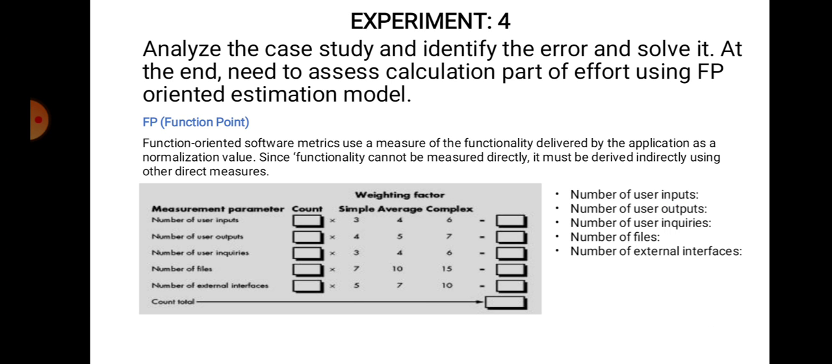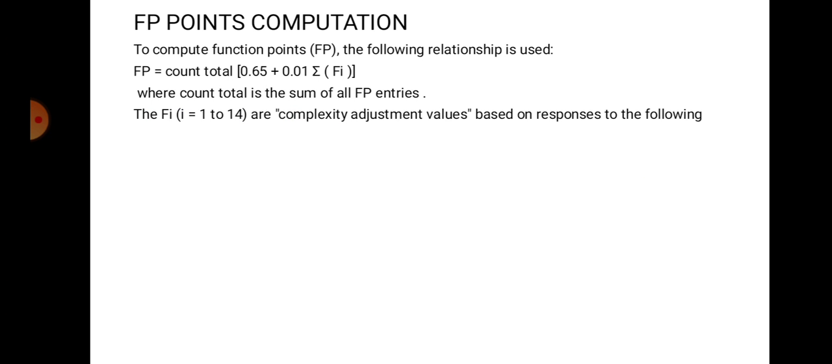Then the number of external interfaces. If we require interfaces from the external side, like using a database or server resource, that counts as an external interface. And if we try to calculate the FP, to compute the function point, the following relationship is used. This is the formula to calculate the FP: FP = count total × (0.65 + 0.01 × ΣFi). By using this formula we can calculate the FP.